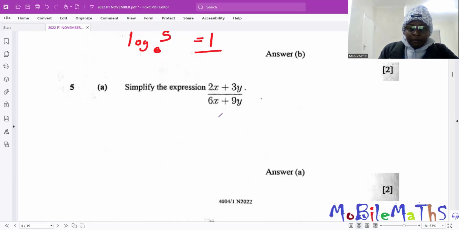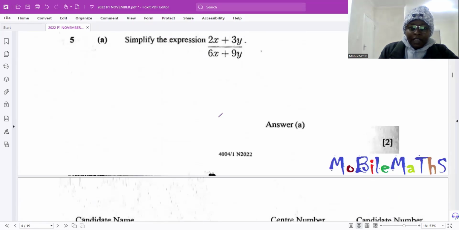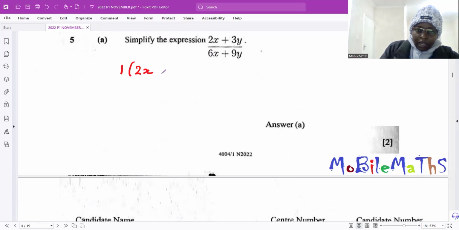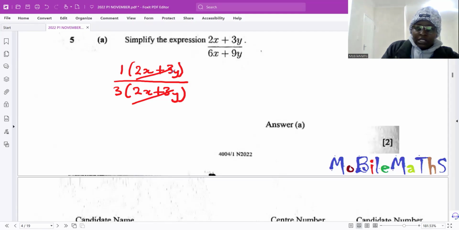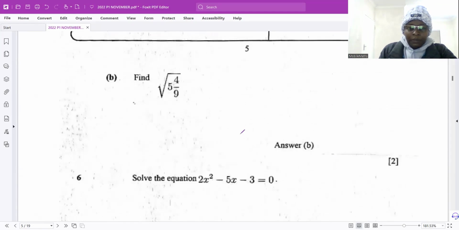Let's move on. Simplify, number 5, simplify the expression 2x plus that. So what I can do, I can factorize. So I'm going to factorize these elements. For the top one, I can take 1 out and say 2x plus 3y, okay, all over. The bottom one, I think we can take 3, and I can have 2x plus 3y like that, okay? So it means these will cancel off each other. It's a common factor. So our answer is 1 over 3. That's our final answer. Okay, let's move on to part B.